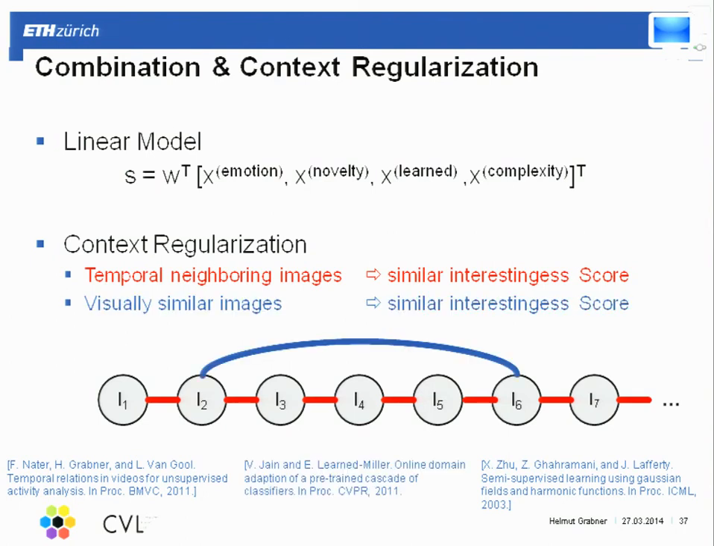And there was another finding. If they are visually similar, so if the gist or the color distribution has something in common, then they also should have a similar interestingness value. So we introduced some additional weights across the sequence to build this graph, feed it into a standard graph-based semi-supervised problem solver, and solve for the labels.